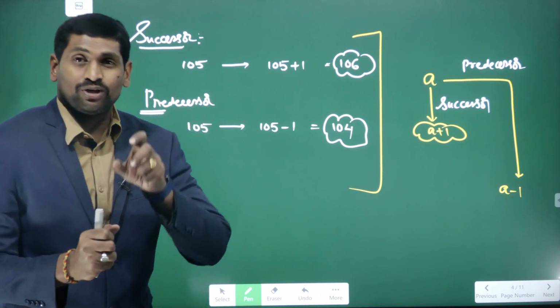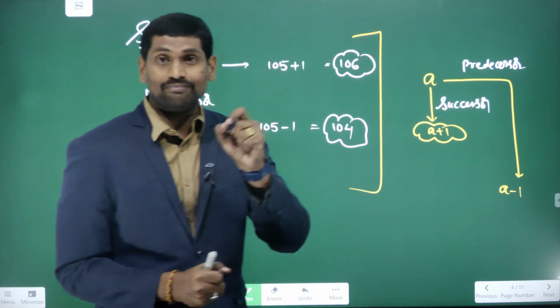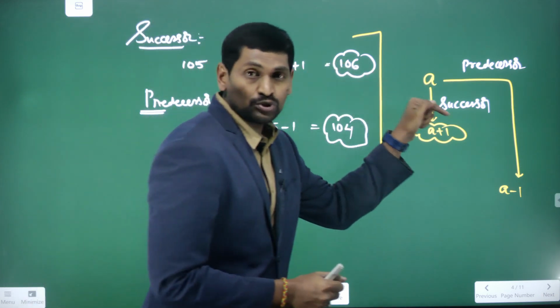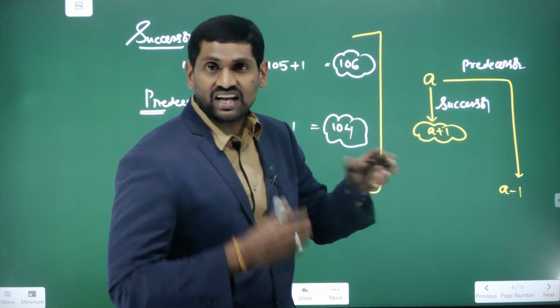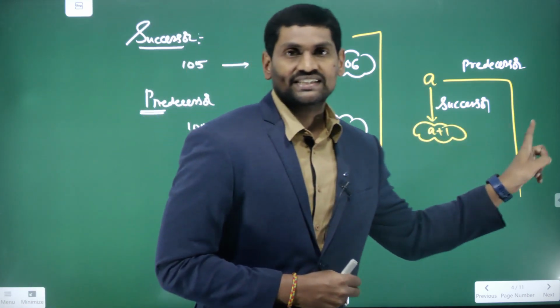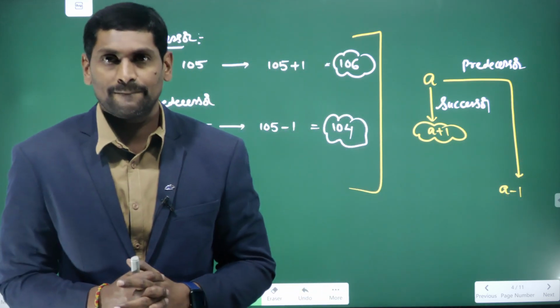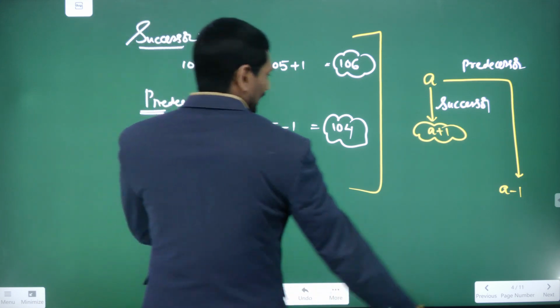So here we need not take the exact number. If the number is given in terms of a variable like A, B, C or X, Y, Z, even then we can say its successor and predecessor. Clear?